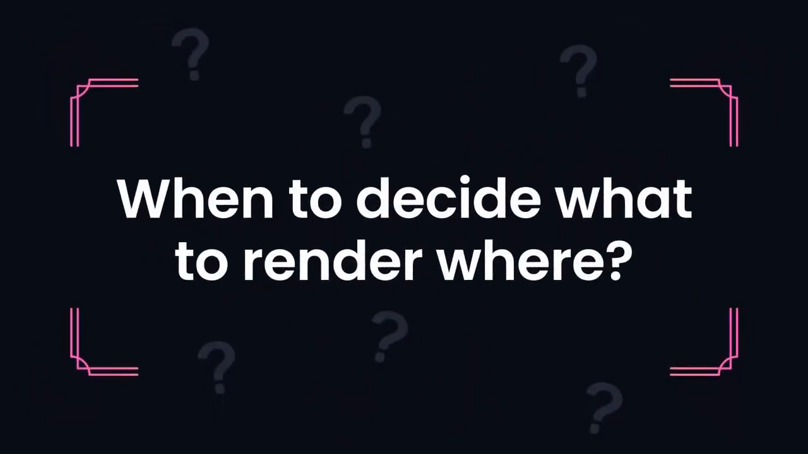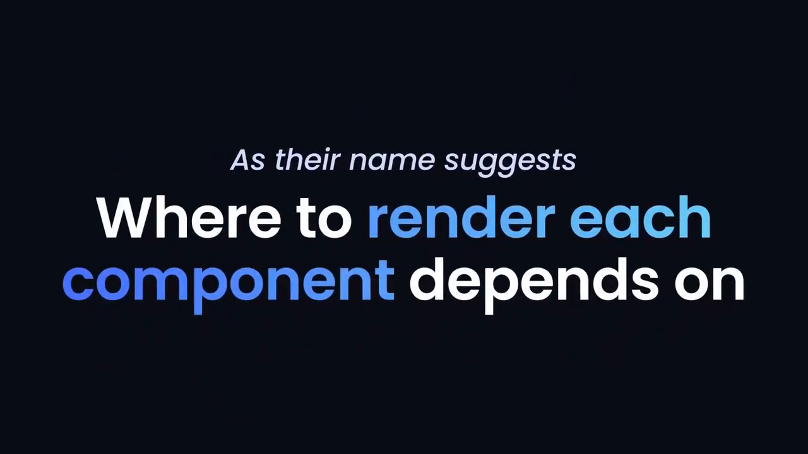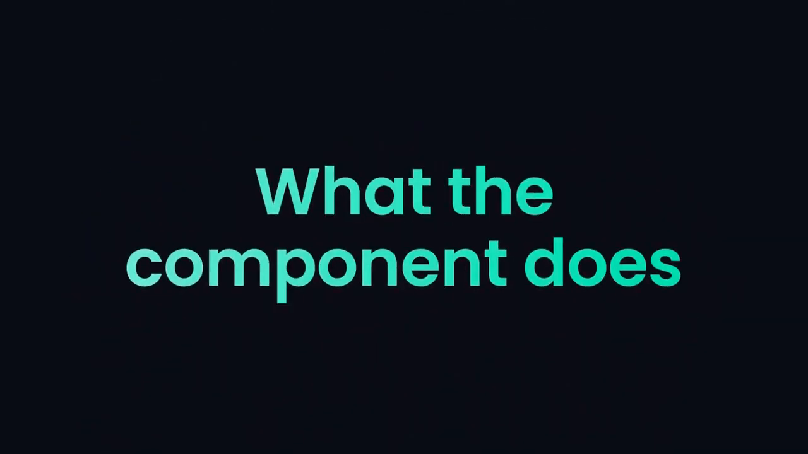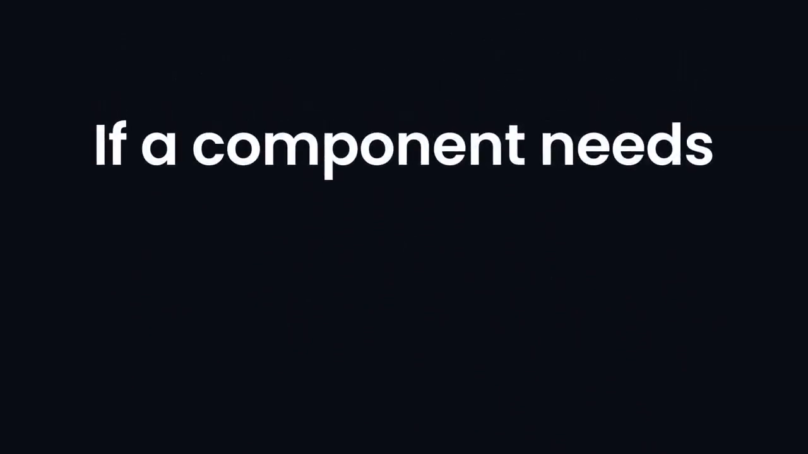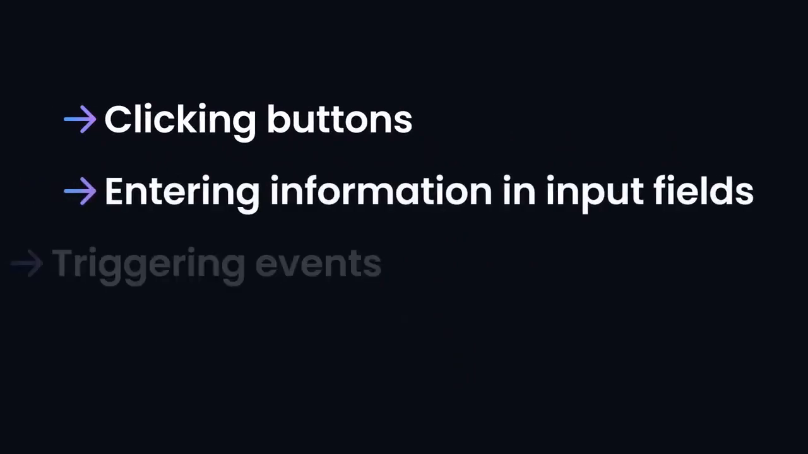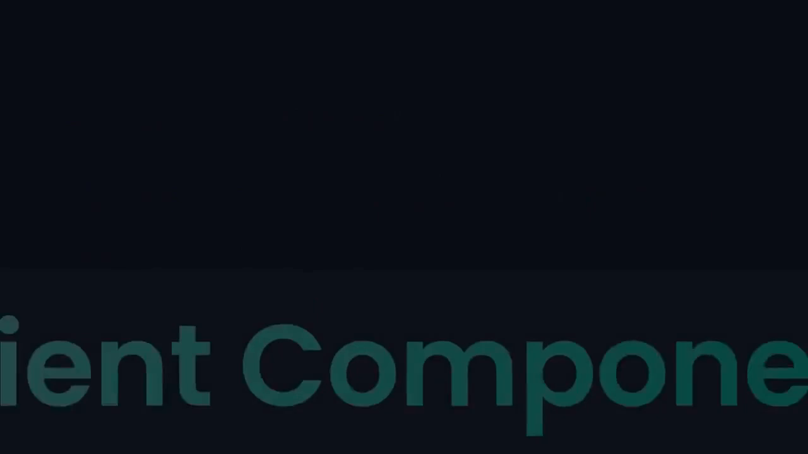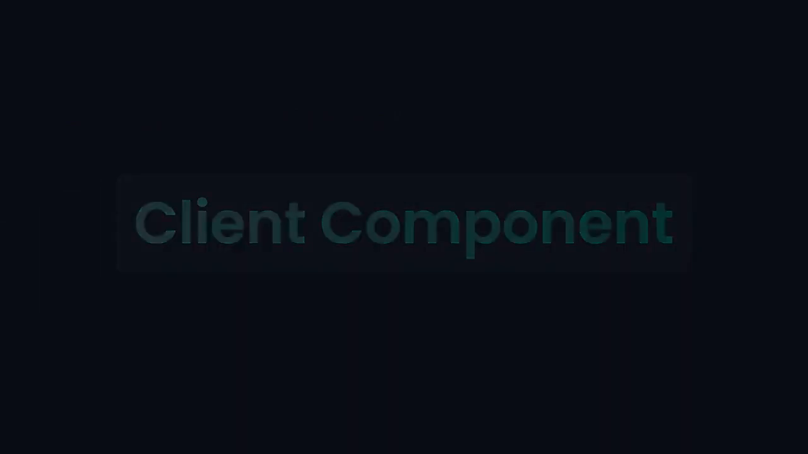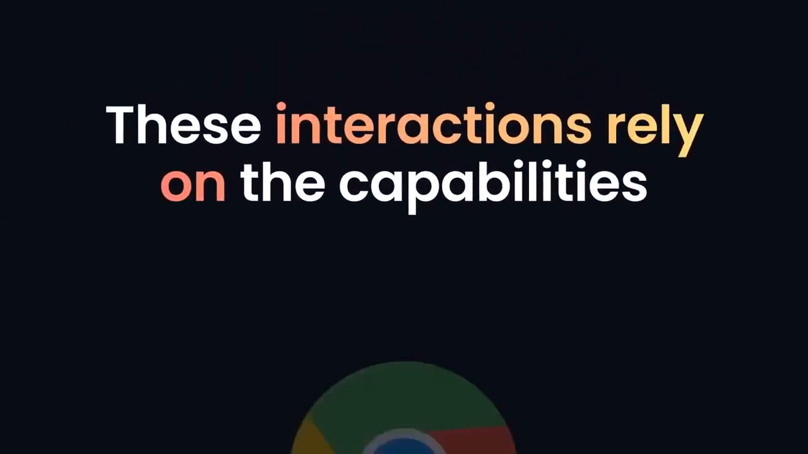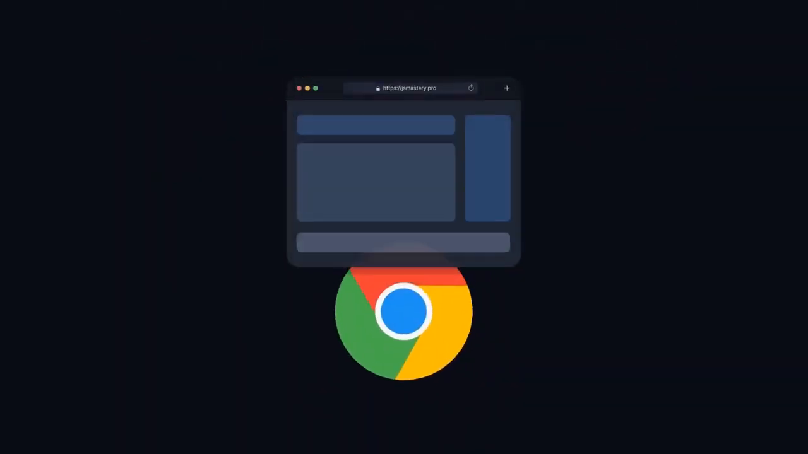A lot of question marks in that one single question. As the name suggests, where to render each component depends on what the component does. If a component needs the user to interact with it, such as clicking buttons, entering information in input fields, triggering events, or using React hooks, then it should be a client component.